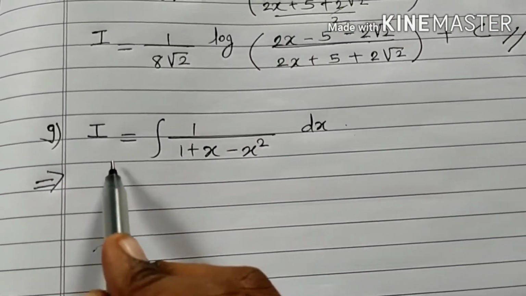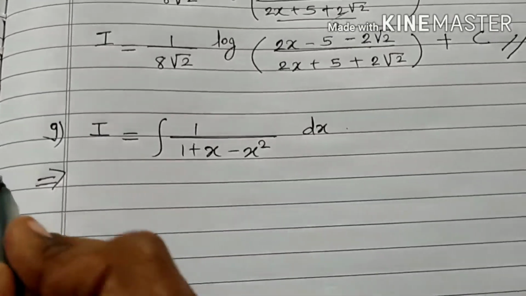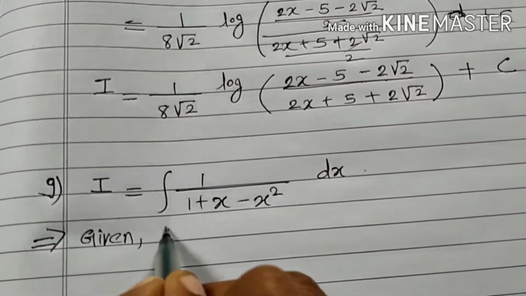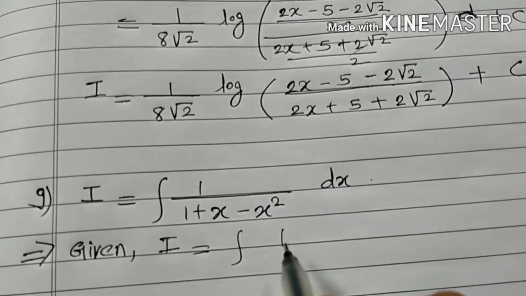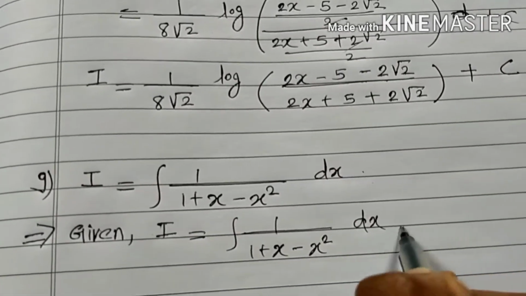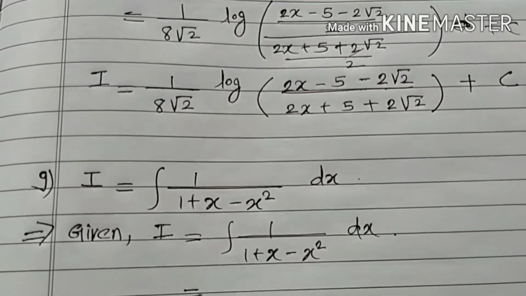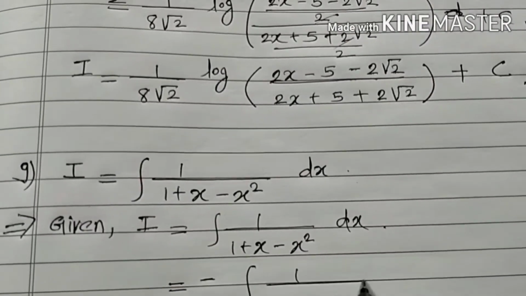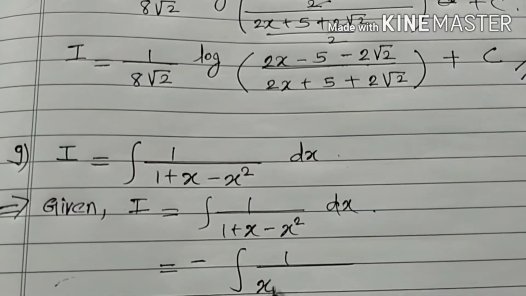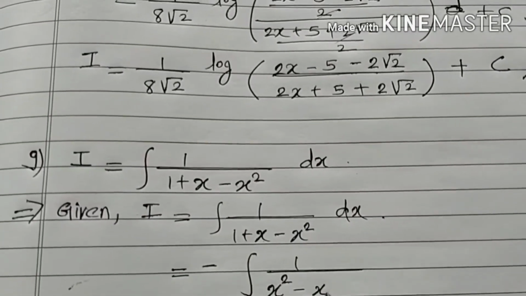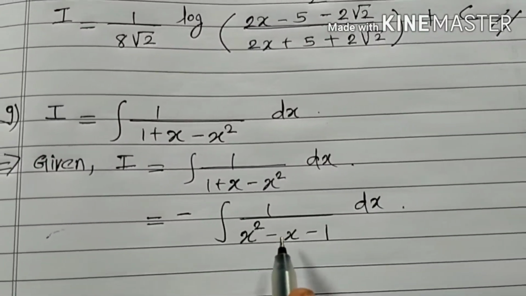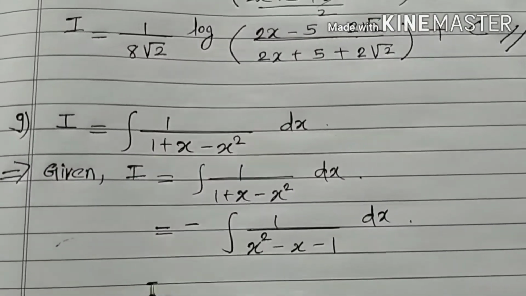Now the next example is I is equal to this. So first write what is given. I is equal to integration of 1 plus x minus x square dx. Now take the minus sign common. So minus, when we take the minus sign common, it will become minus of x square minus x minus 1 dx. It happens because we are taking the minus sign common.